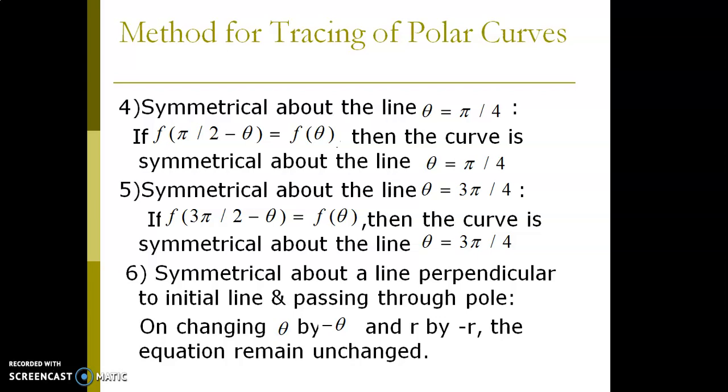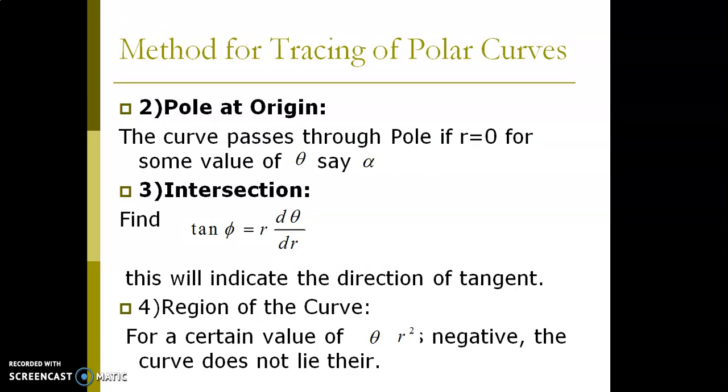And the last one is symmetry about a line perpendicular to the initial line, that means the y-axis in Cartesian form, which passes through the pole. Pole means origin in Cartesian form. We can check this condition by changing theta to minus theta and r to minus r. If the equation remains unchanged, that means we get the same equation. If any condition from these six conditions is satisfied, then we can go to the second point. The second point is the pole, or origin. The curve passes through the pole if r equals 0 for some value of theta.